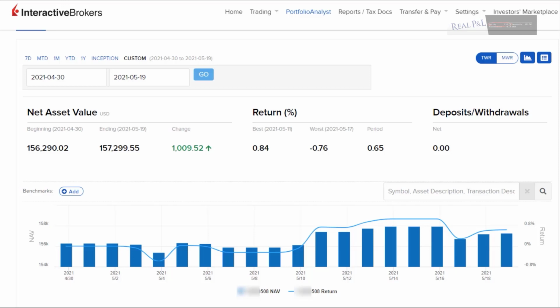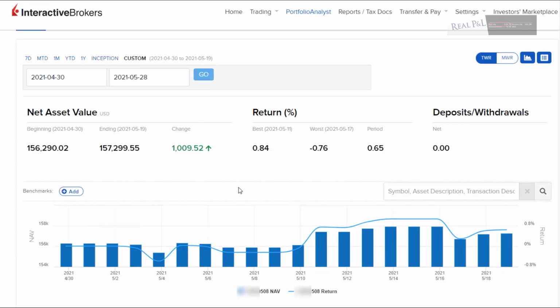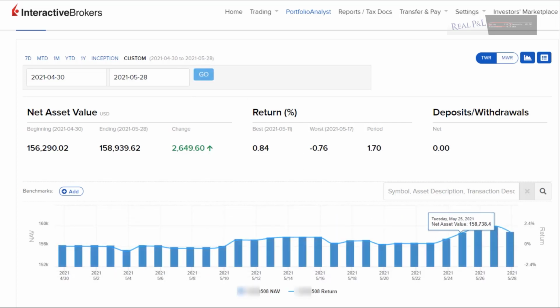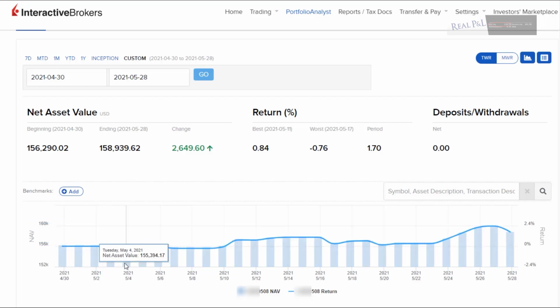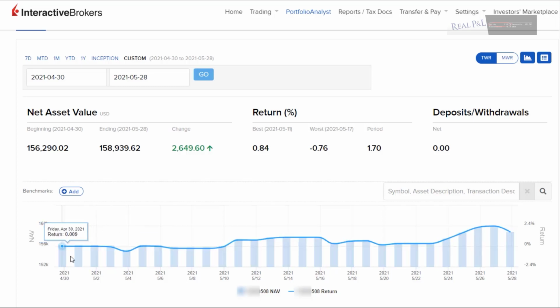Okay, here is my synthetic dragon portfolio. Let me fix this date. I like to get a little interactive here so you can know that this is a real account, not just a screenshot or anything like that. Okay, so you can see that we started with about 156,300. Biggest drawdown here, 155,300, so maybe about down $1,000 on a $160,000 account. That's the biggest drawdown. Remember we talked about the 12th.